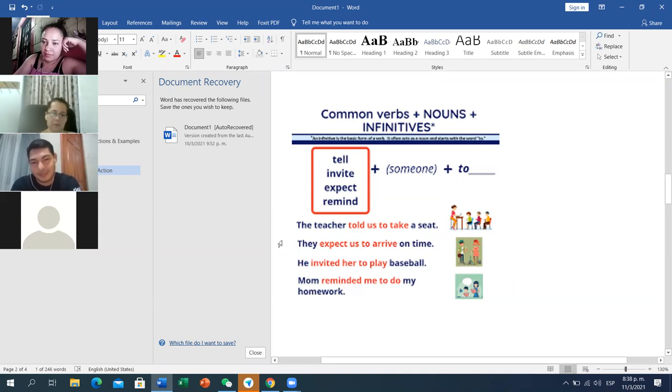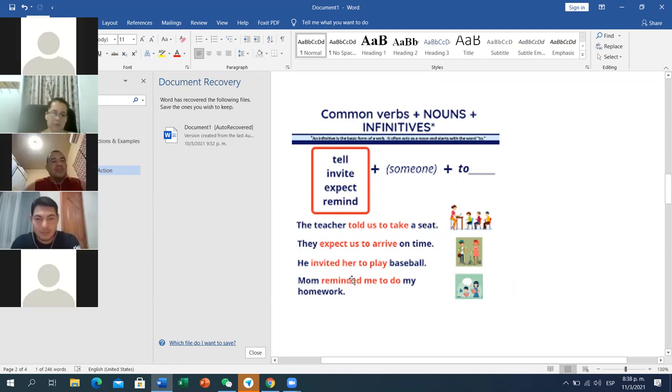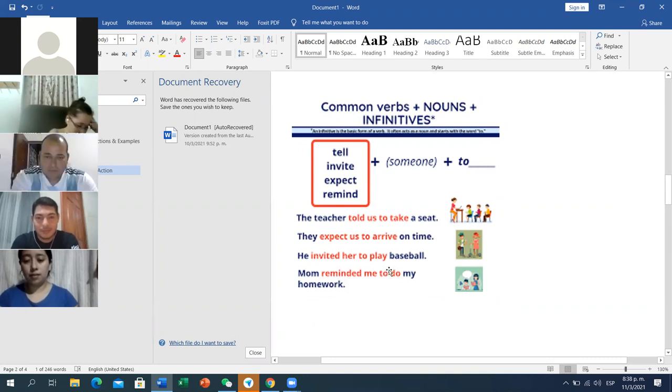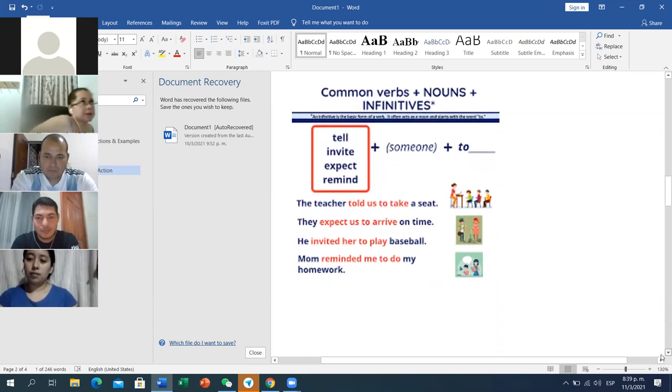Now, mom reminded. Carla Ortiz, please. Mom reminded me to do my homework. Okay, remind me. ¿Qué significa remind me, chicos? Recordó. Me recordó. Reminded. Aquí está el me. Me recordó. To do my homework. No hay mamá que no haga eso, ¿verdad? No les recuerdan, les dan una buena. Okay, so. Mom reminded me to do my homework. Me recordó hacer la tarea, ¿verdad? So, a verb, okay, and then we have to do. Es una acción, but there comes a purpose, to do my homework. Okay, ¿qué es lo que tiene que hacer? Okay, excellent, guys, excellent.